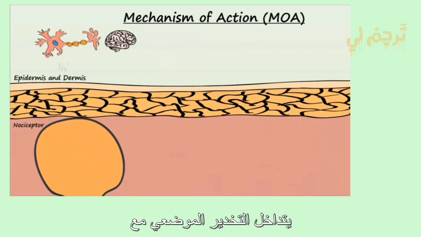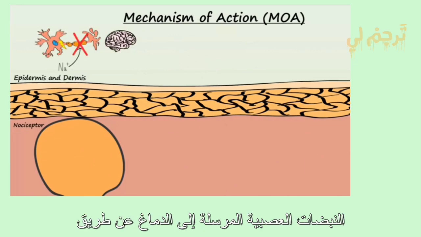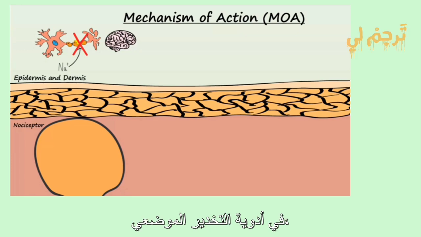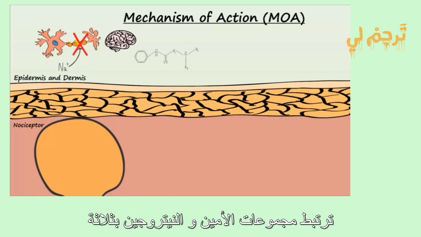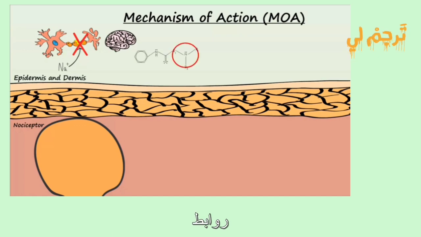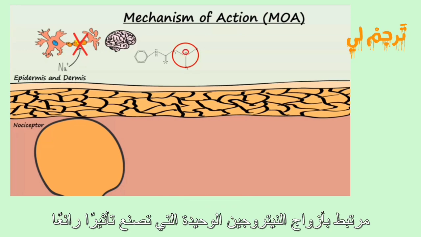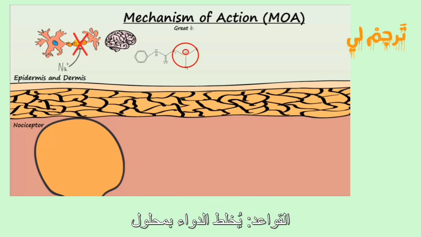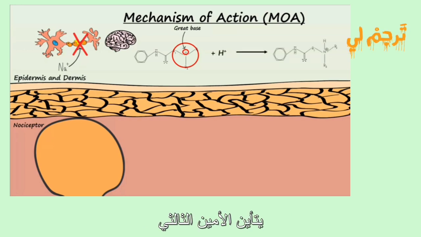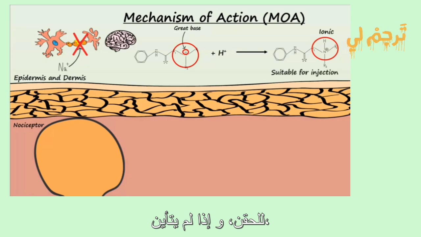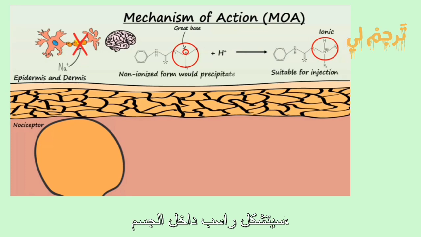Local anesthetics interfere with nerve impulses being sent to the brain by blocking sodium channels on nerve axons. In local anesthetic medications are amine groups, a nitrogen bound to three things. An important feature of local anesthetics is a lone pair of electrons associated with the nitrogen. Lone pairs make great bases. The drug is mixed with an acidic solution before injecting, so that the tertiary amine is protonated and becomes quaternary. This makes the compound ionic and makes it suitable for injection. If it wasn't protonated, a precipitate would form inside the body.